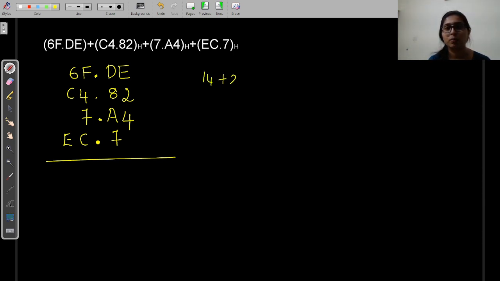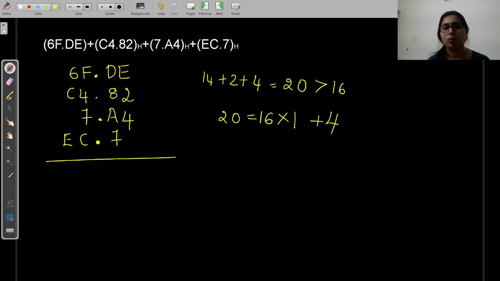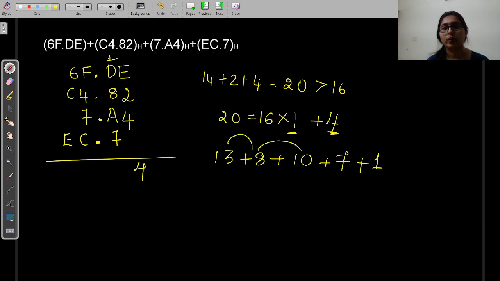Okay. So now, E is 14. So 14 plus 2 plus 4, 16. 16 plus 4 is 20. 20 is greater than 16. So it can be written as 16 ones are 16 plus 4. So for this value, I have to write here, I have to take this as carry. So what is D? D is 13 plus 8. What is A? It is 10. What is 7? 7 itself. And one more, you have carry from the previous one. So 13, 8, 21. 21 plus 10 is 31. 31 plus 7 is 38. 38 plus 1 is 39.